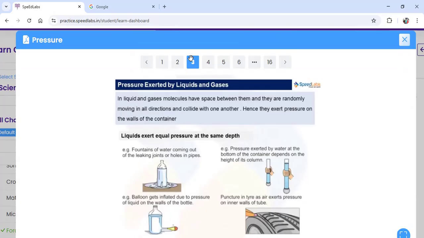A balloon gets inflated due to the pressure of a liquid on the walls of the bottle. Next, a puncture in the tire, as air exerts pressure on the inner wall of the tube. Okay, these are the examples you can see.